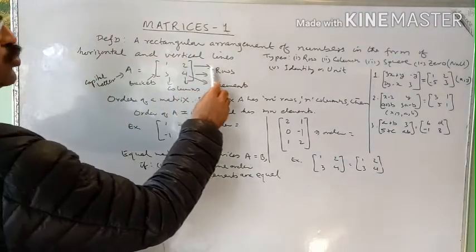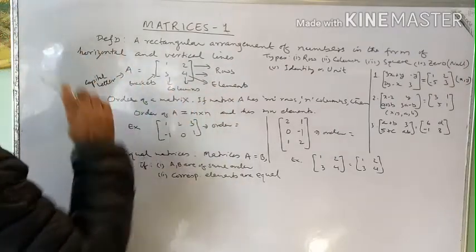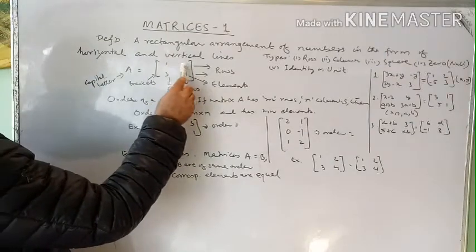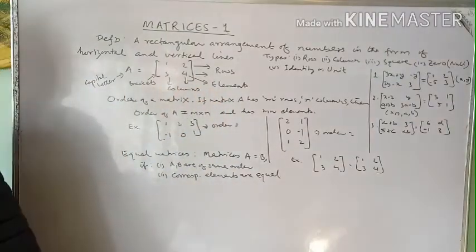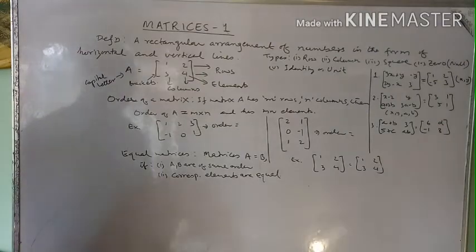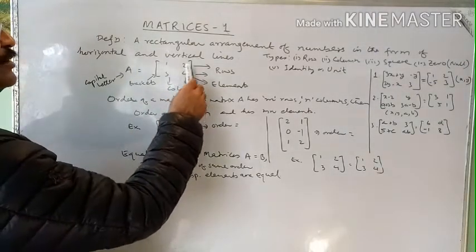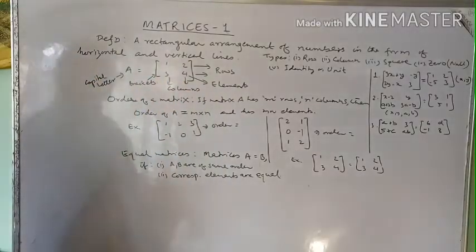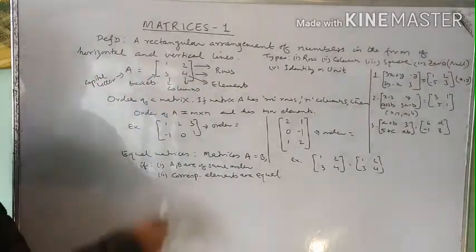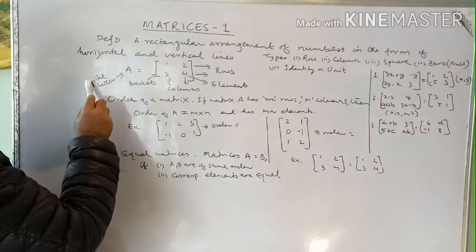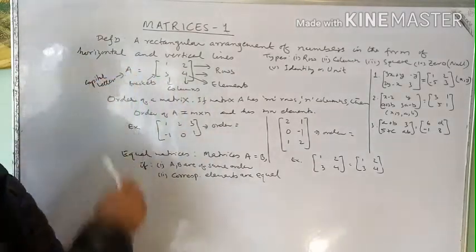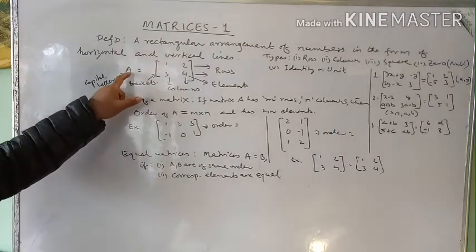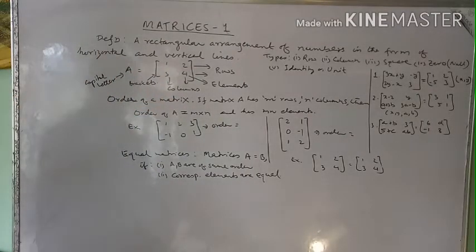So it has 2 rows and 2 columns. These numbers are called elements of the matrix, and these elements are written in brackets like this. These brackets indicate that it is a matrix. Normally a matrix is denoted by a capital letter A, B, C, D, X, Y, Z, etc. So we use capital letters to represent a matrix.